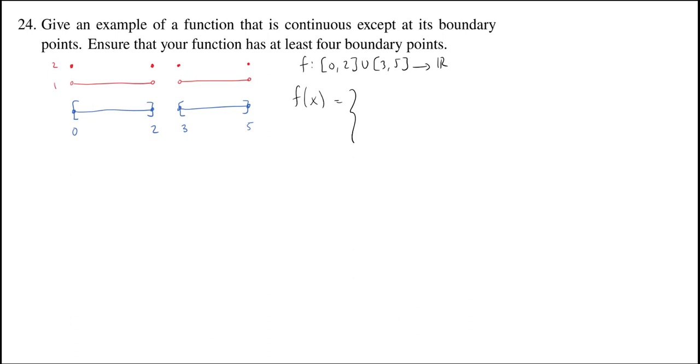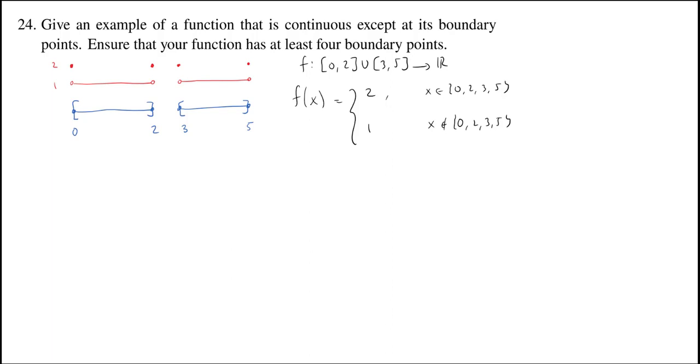And f of x is going to equal 2 if x is 0, 2, 3, or 5. And it's going to equal 1 if x does not equal 0, 2, 3, or 5, right? Or is not an element of this set. Okay, and of course the x has to be in the domain.